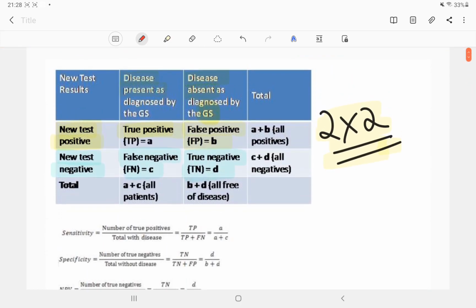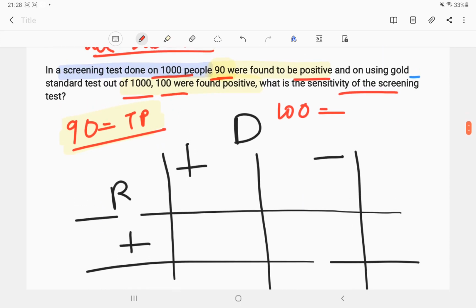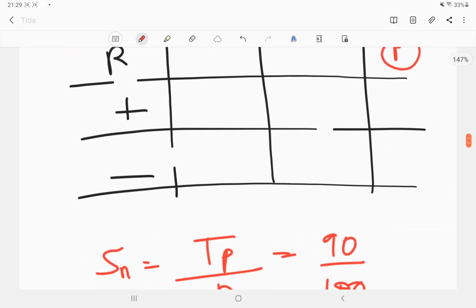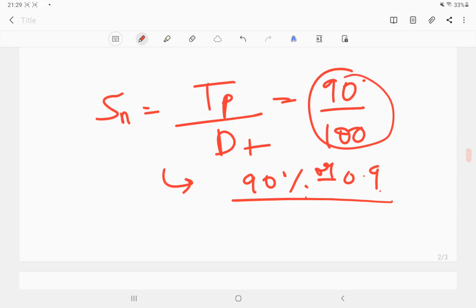Here we studied कि जो गोल्ड स्टैंडर्ड टेस्ट होता है उसके अकॉर्डिंग जो डिजीज़ प्रेजेंट होता है उसको फाइनल माना जाता है. सो आउट ऑफ द 1000 पॉपुलेशन 100 वर एक्चुअली पॉजिटिव, बट अकॉर्डिंग टू स्क्रीनिंग टेस्ट 90 वर ट्रू पॉजिटिव. इसलिए डिजीज़ पॉजिटिव के ऊपर ट्रू पॉजिटिव लगा के वी कैन गेट 90%. सो द नेक्स्ट concept is specificity.